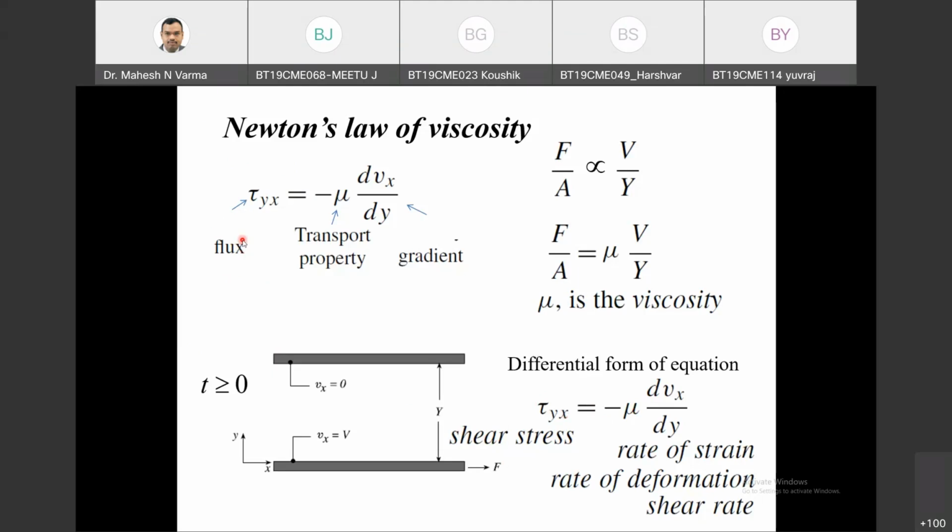Very important, because hereafter I will never refer to shear stress. I will always refer to momentum flux. But it doesn't mean that you are studying this for the first time. You have studied shear stress so many times. So the same fundamentals apply for momentum flux also. Okay. So this is a momentum flux into transport property into velocity gradient.